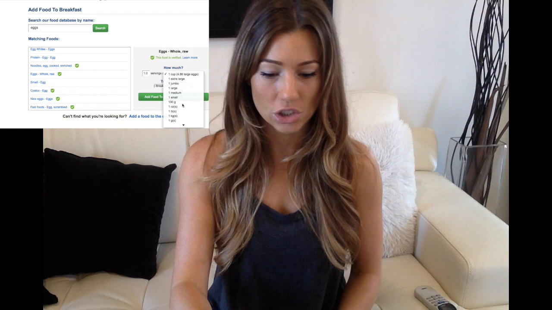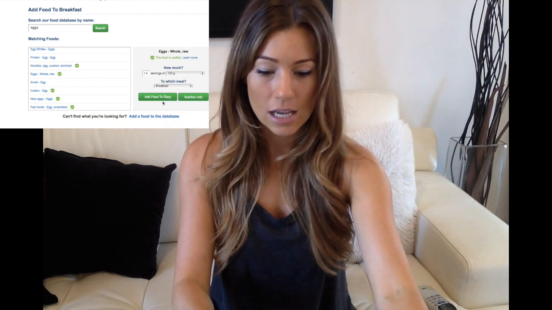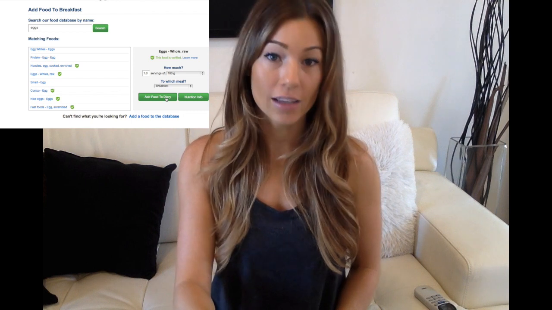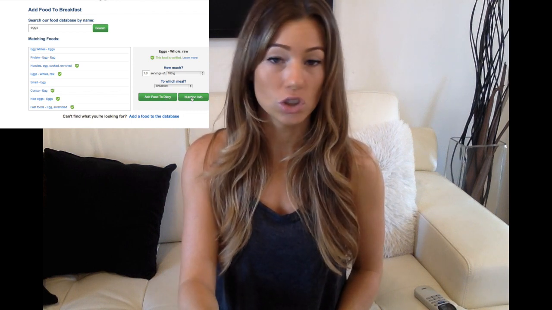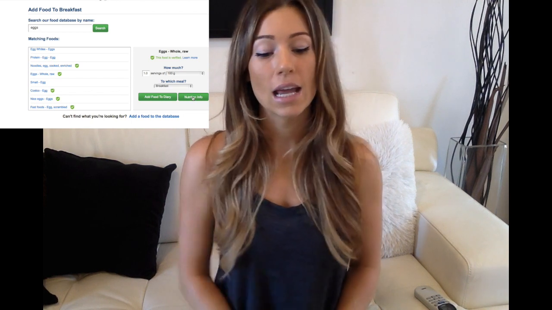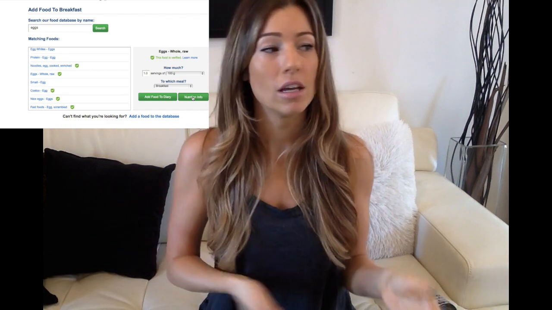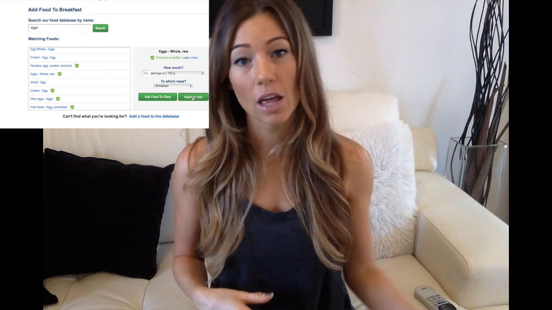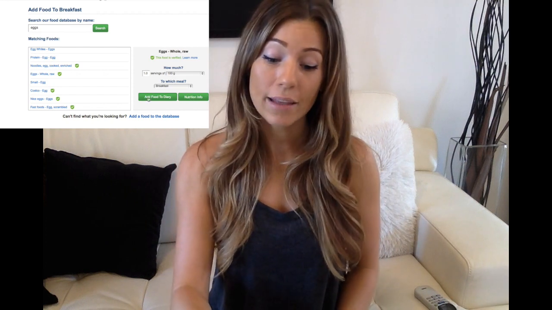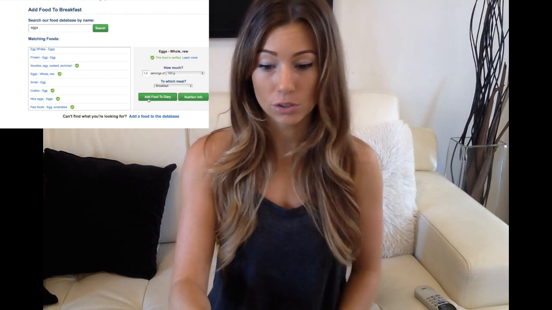So I'm going to do everything by grams. Let's do 100 grams eggs, and you just go add to food diary. If you do want to check the nutritional information, just go to nutrition info, and it will tell you the information, and then you can cross-check it with a label of something, or if you've done other research about that item. And that's about it. So you go to add to food diary.